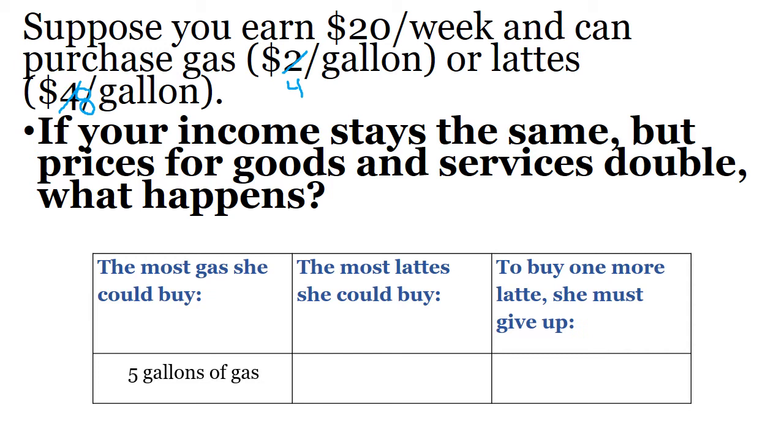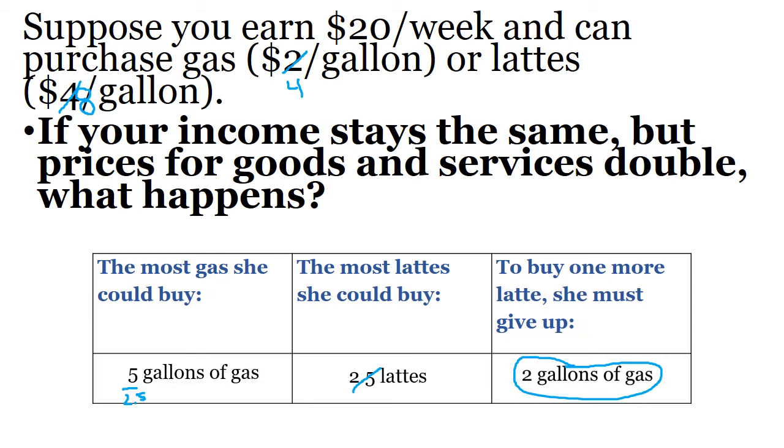Now how about lattes? How many lattes could she buy if that's all she buys? 2.5. That was from 20 divided by 8. And then finally, to buy one more latte, what's the opportunity cost of that latte? That's actually the same, because if you divide gasoline by 2.5 to make this one become 1, that's how you got the 2. Now the reason that this value didn't change is both of those two things doubled, lattes and gas, the two things that you're measuring. So the ratios of the two have not been affected.